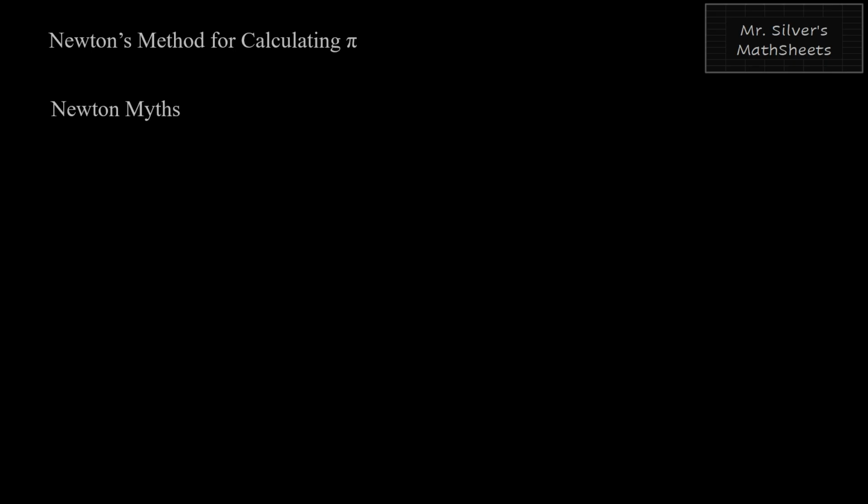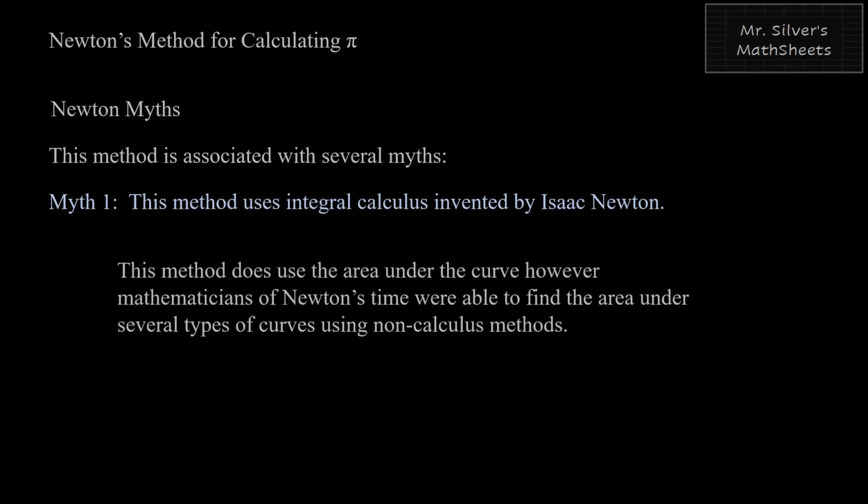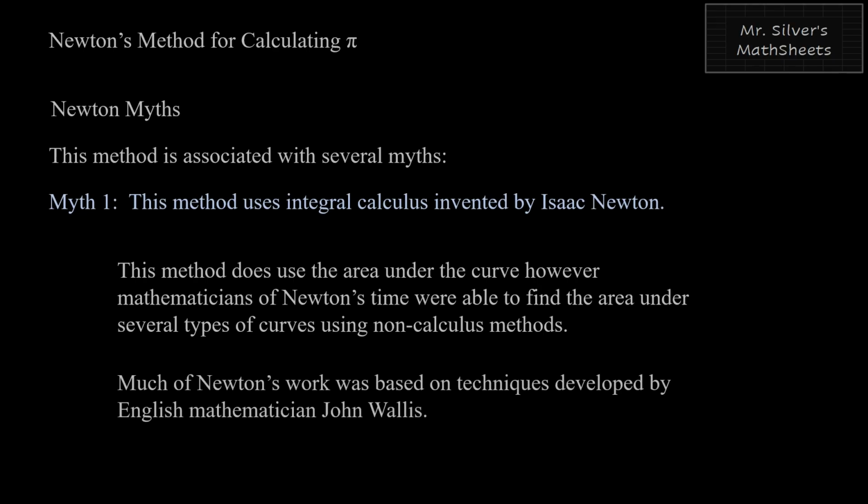Newton myths. This method is associated with several myths. Myth 1: This method uses integral calculus invented by Isaac Newton. This method does use the area under the curve. However, mathematicians of Newton's time were able to find the area under several types of curves using non-calculus methods. Much of Newton's work here was based on techniques developed by English mathematician John Wallis.